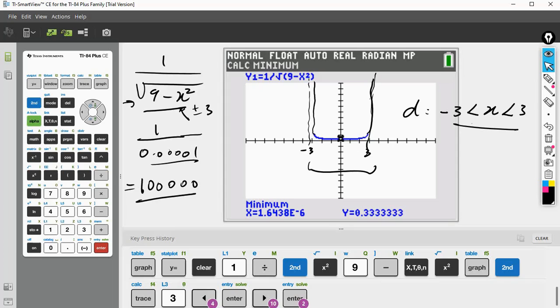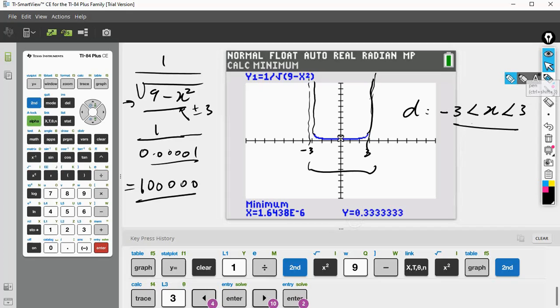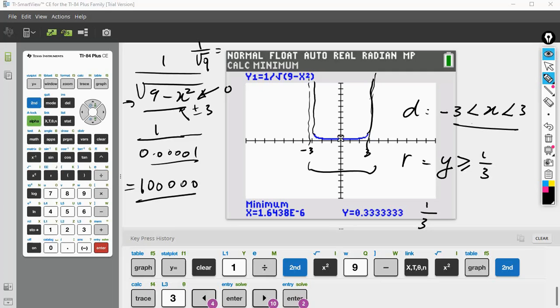The minimum is right here where y is equal to 0.33333. Now notice that this is just 1/3. So that means that the range is y values greater than or equal to 1/3. And that's easy to see. Why? Well, because if you plug in 0 here, what do you get? You're going to get 1 over square root of 9, which is equal to 1/3. So that's the minimum value of this function.